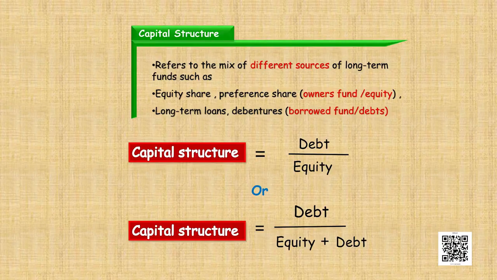Then let us move ahead and discuss capital structure. It refers to the mix of different sources of long term funds such as equity shares and preference shares, which are owners funds, and the long term loans like debentures, etc. These are a part of borrowed funds or debts. So capital structure can be expressed as a proportion between debt to equity or debt to total capital, that is debt to equity plus debt.